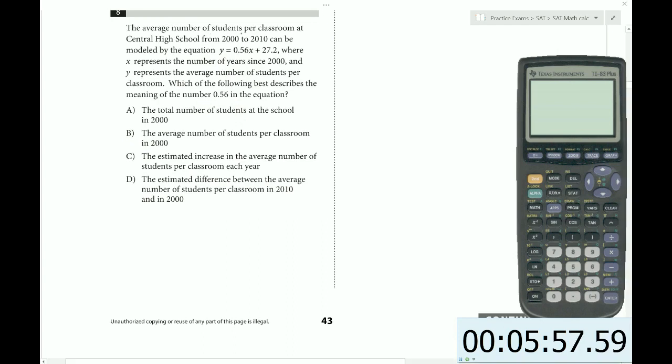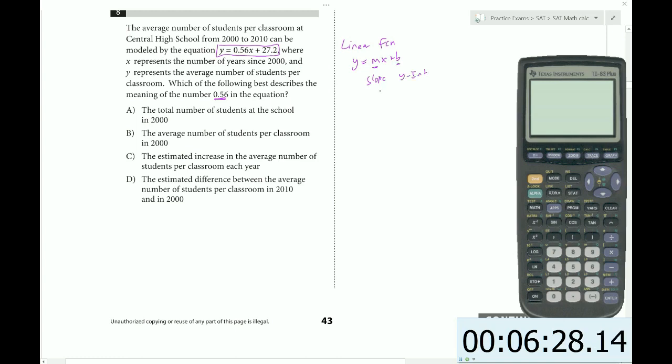The average number of students per classroom at Central High School from 2000 to 2010 can be modeled by the following equation, where X represents the number of years since 2000 and Y represents the average number of students per classroom. Which of the following best describes the meaning of the number 0.56 in the equation? So we're looking at a linear function here, and linear functions are of the form y equals mx plus b, where m represents the slope and b represents the y-intercept.